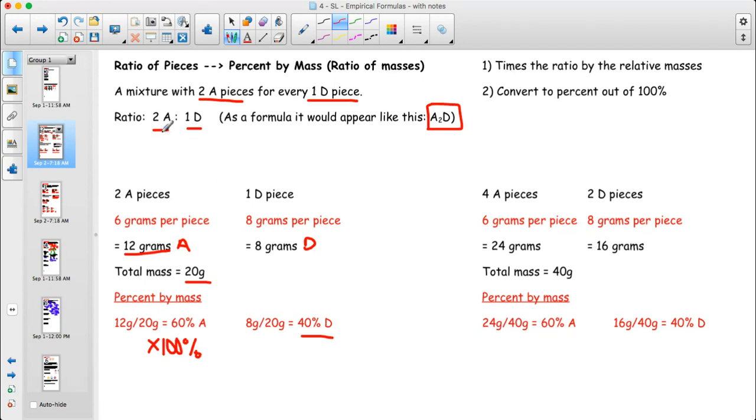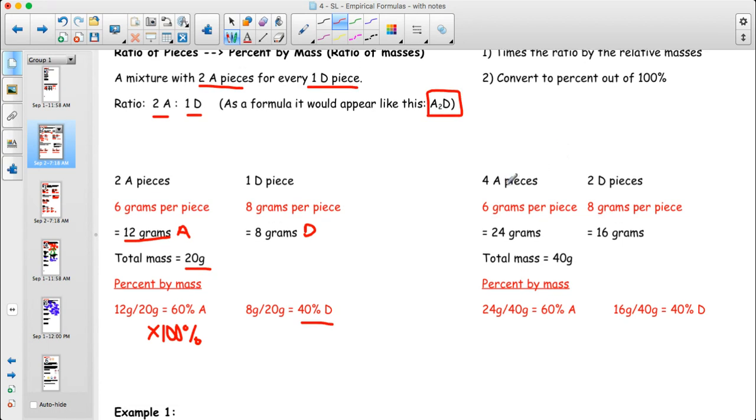Now, just because the ratio was 2-to-1, I don't have to use 2 and 1. It's the simplest thing, but it means I don't have to use those numbers. So long as I keep that ratio the same, I'm always going to get the same answer. So for example, on the right here, I've just used slightly different numbers. I've kept the correct ratio by doing 4 pieces of A and 2 pieces of D.